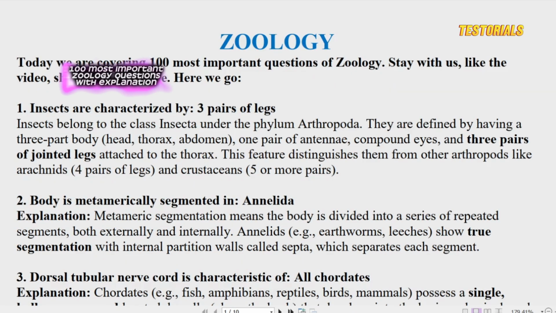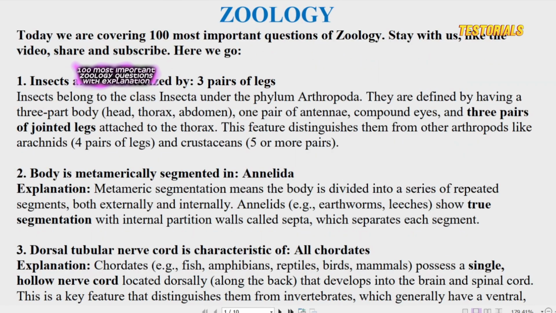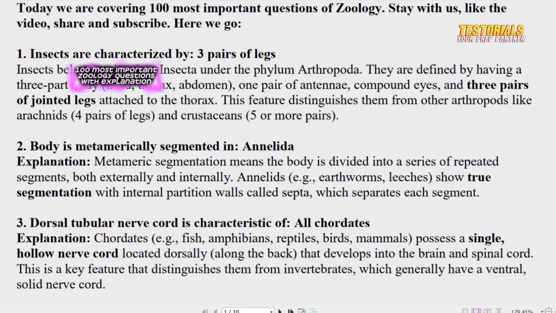Here we go. 1. Insects are characterized by 3 pairs of legs. Insects belong to the class Insecta under the phylum Arthropoda. They are defined by having a 3-part body, head, thorax, abdomen, 1 pair of antennae, compound eyes, and 3 pairs of jointed legs attached to the thorax. This feature distinguishes them from other arthropods like arachnids, 4 pairs of legs, and crustaceans, 5 or more pairs.